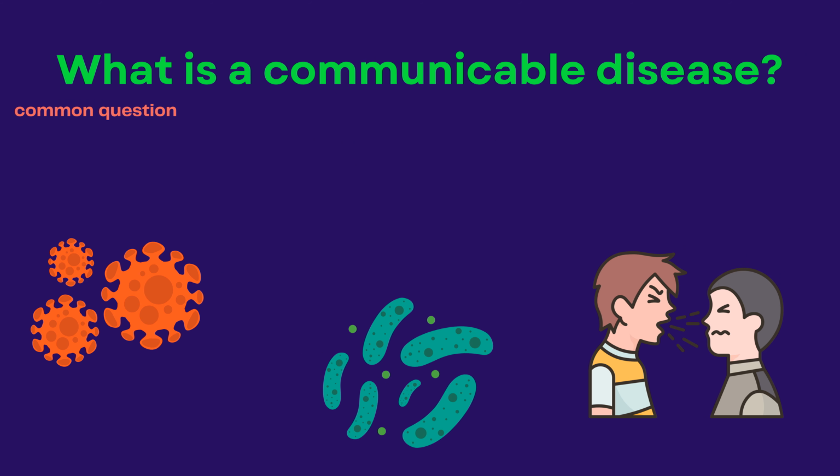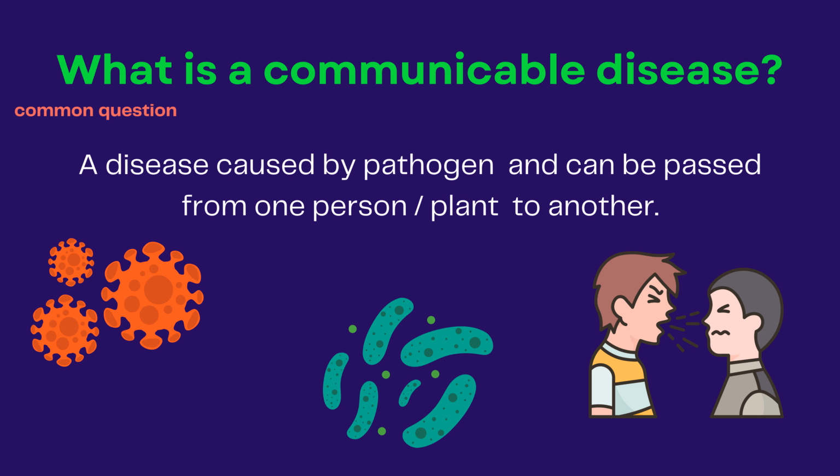Malaria and rose black spot are said to be communicable diseases. What is a communicable disease? This is a common exam question, usually valuing 2 marks. To score the 2 marks, you need to say that a communicable disease is one that is caused by a pathogen. That's where you get 1 mark. And to get the second mark, you need to say that it can be passed from one person or from one plant to another.